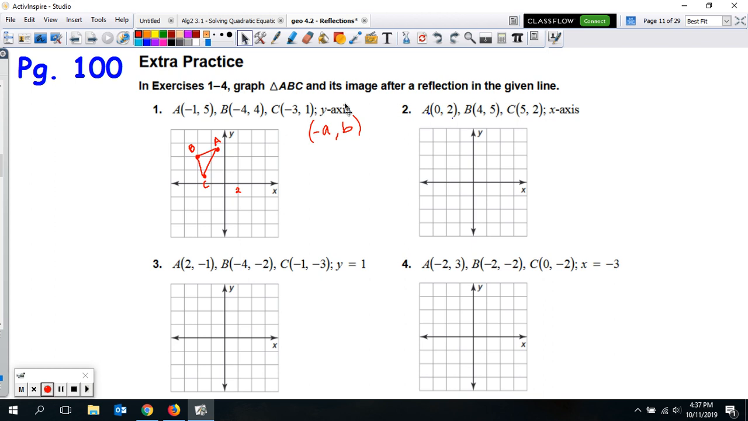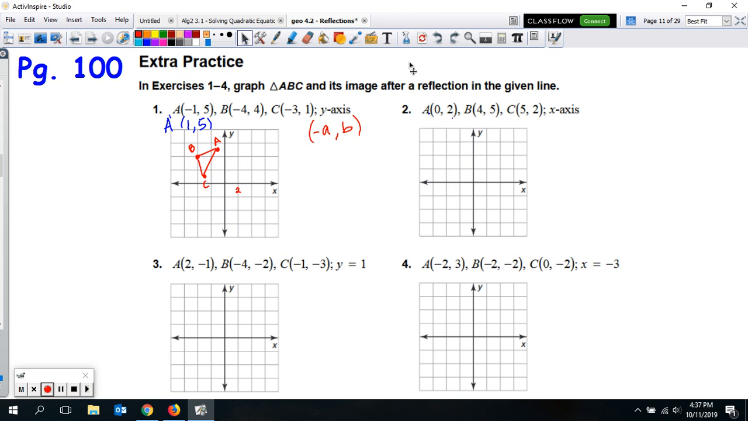So let's go ahead and convert all of these points here using that little formula. And we're going to call it A prime, B prime, and C prime, because these are your originals here. When you do an image, you're always going to use that little prime mark. So for A prime, it's going to be 1 and 5. It's going to be the opposite for the x coordinate, so +1. This will be the same for the y.